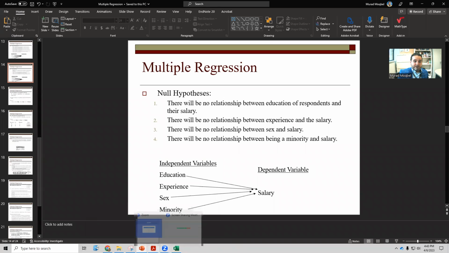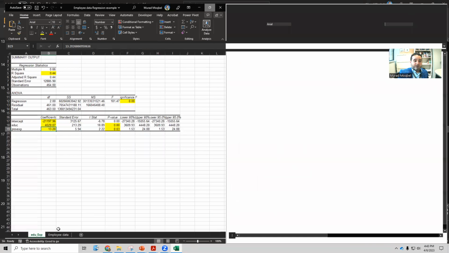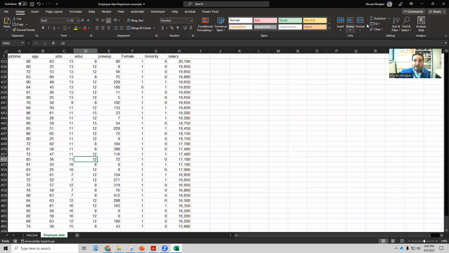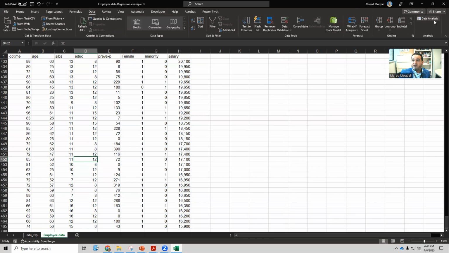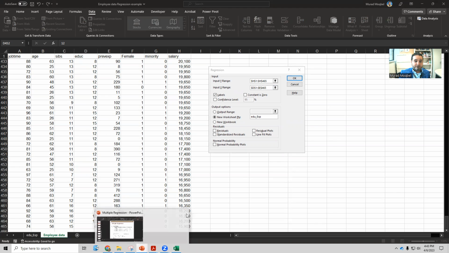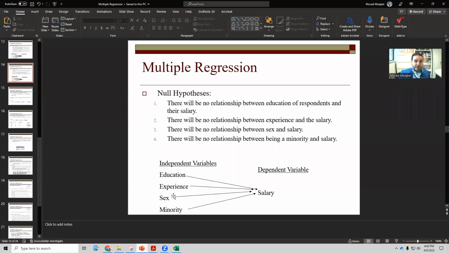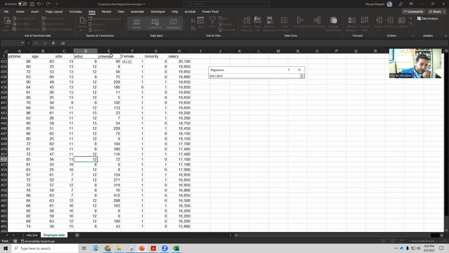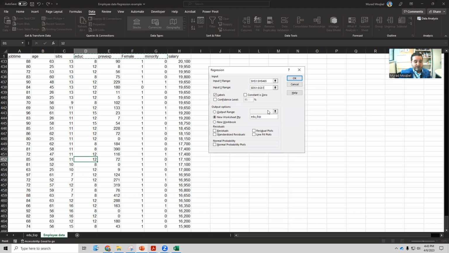So let's see. I'm going to go to the Excel sheet, and we'll go to the data set here. And I will go to Data, then Data Analysis, Regression. Again, I already have my input Y to be the salary. Now for the input range, I include education, experience, female, and minority. Then Control Shift, downward arrow to select that, and everything there. So I need to change it to a new sheet.